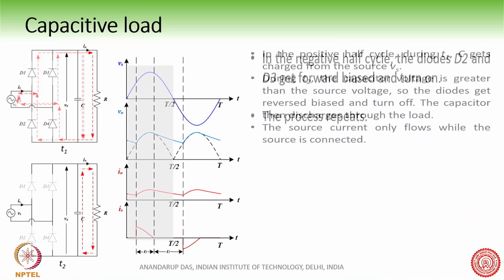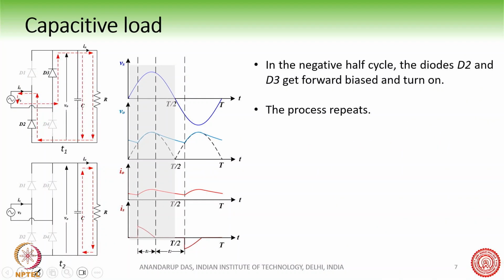In the negative half cycle, the diodes D2 and D3 will get forward biased and turn on. So during this point D2 and D3 will start to conduct, and the process will repeat. Here D1 and D4 will conduct in one portion, and D2 and D3 will conduct in the other portion. This is how it goes on, and we get such an output voltage waveform at the output of the converter.